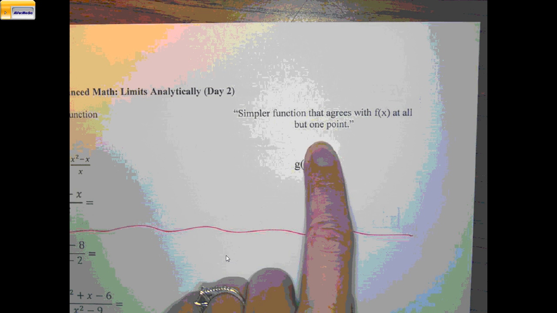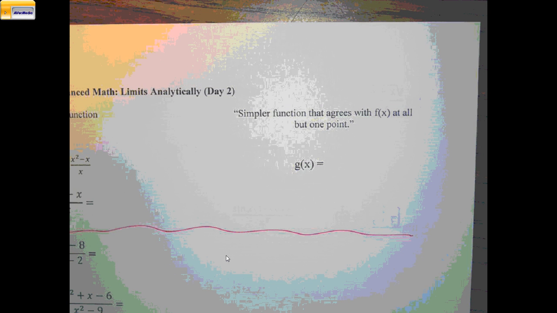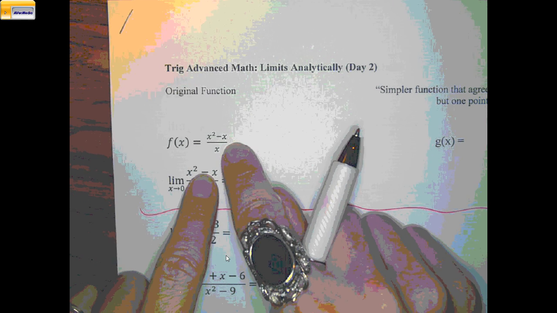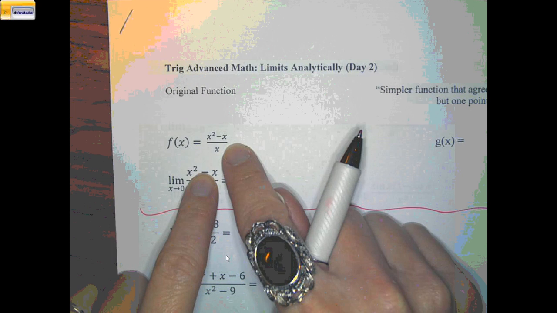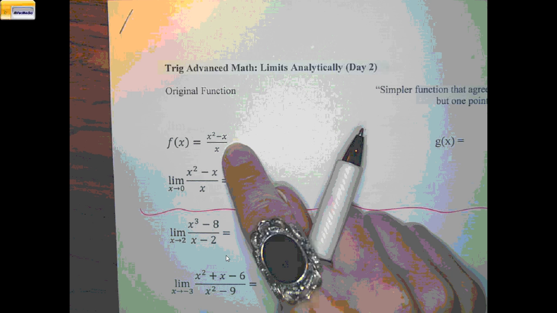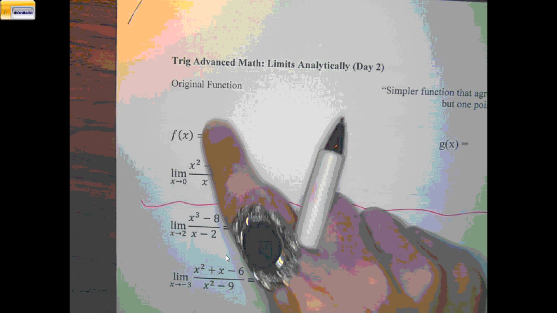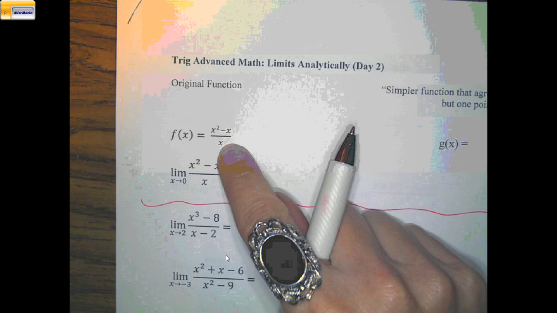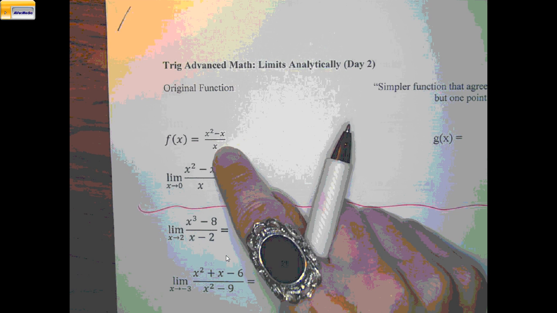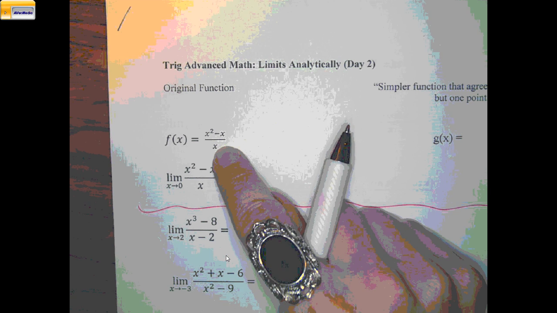If it agrees with this function at all but one point, what's going to happen at probably one point on this thing right here? There's going to be a hole. So it's talking about the same function but not the hole. How do I write the same function without the hole? Factor and then, yeah, reduce. So let's factor this thing.